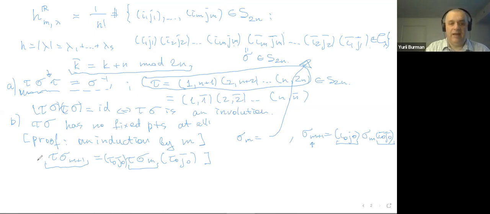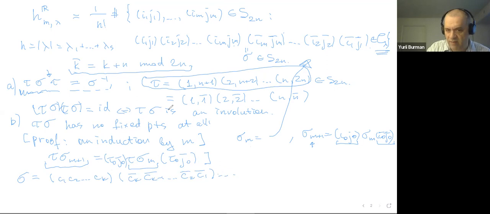And now I'm ready to give the definition of C sub lambda. Any permutation enjoying the properties A and B actually has a very specific cyclic structure in the group S2N. This cyclic structure is the following: the cycles of sigma come in pairs, and while one is C1, C2, and so on, CK, then its counterpart should be CK bar, CK minus 1 bar, and so on, C2 bar, C1 bar. And there may be any number of such pairs.